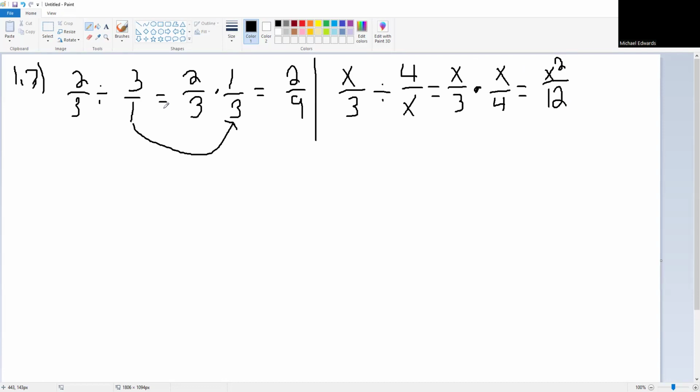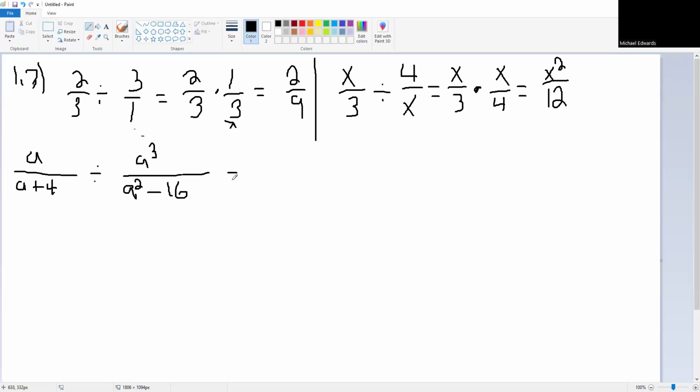Okay, let's do an example. Let me get this out of the way so we can use this space. First example is a over a plus 4, divided by a cubed over a squared minus 16. That's an a, not a 9.